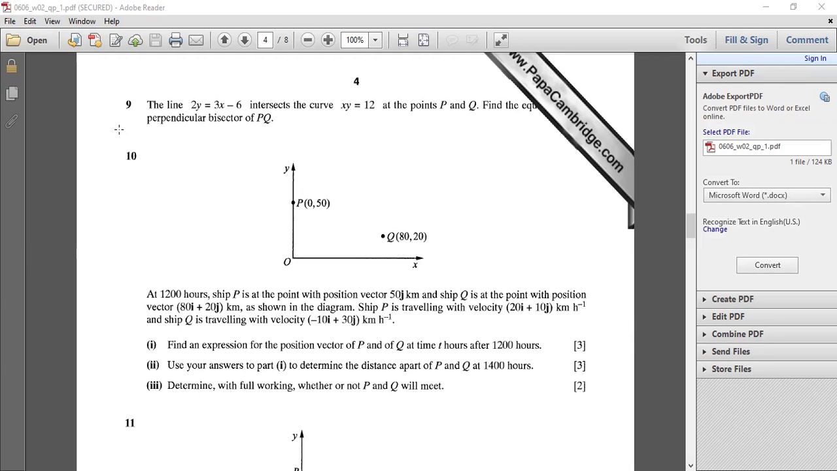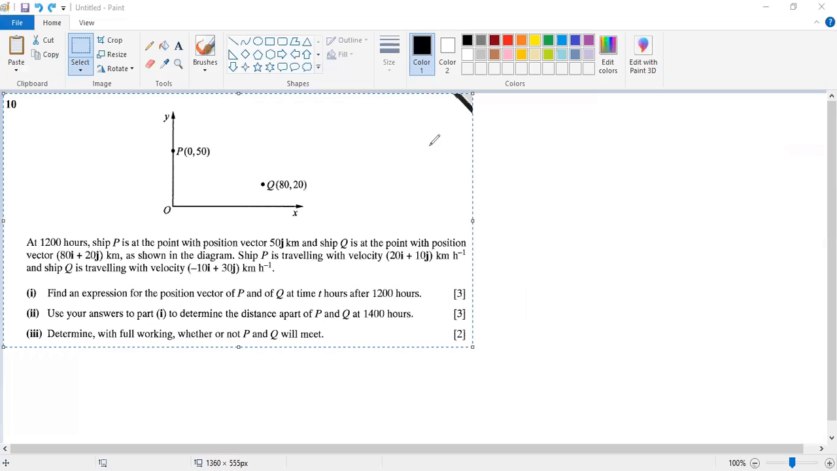Okay, let's begin with question number 10. Let's move the question to the whiteboard, please, and let's start things off. Okay, let's read and see. At 1200 hours, ship P is at the point shown with position vector 50j.